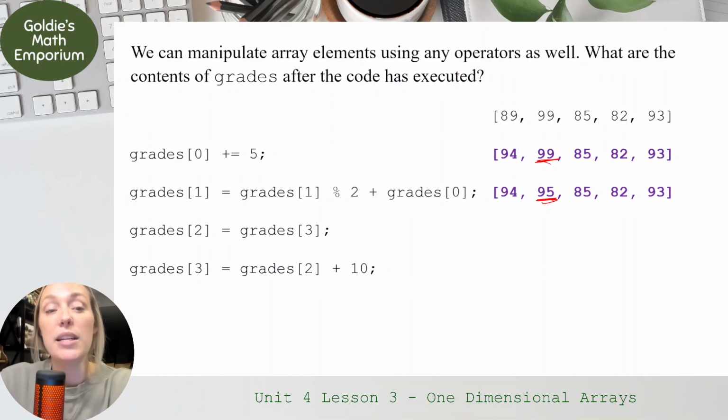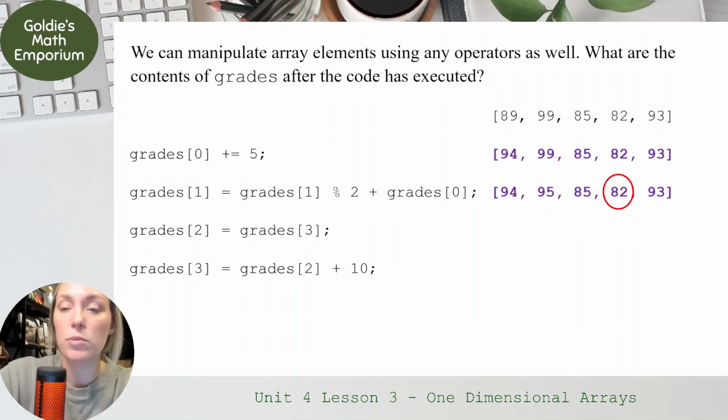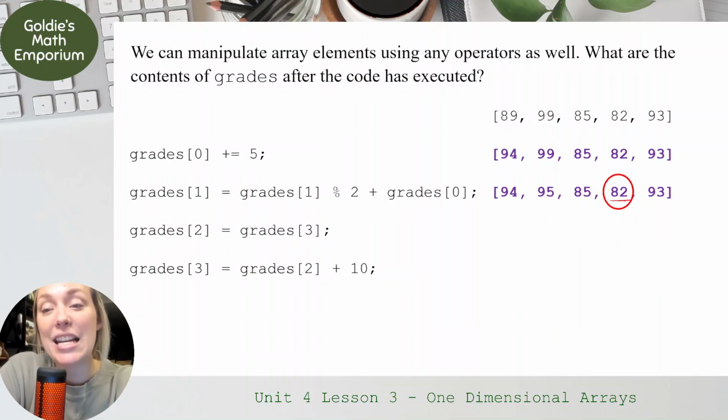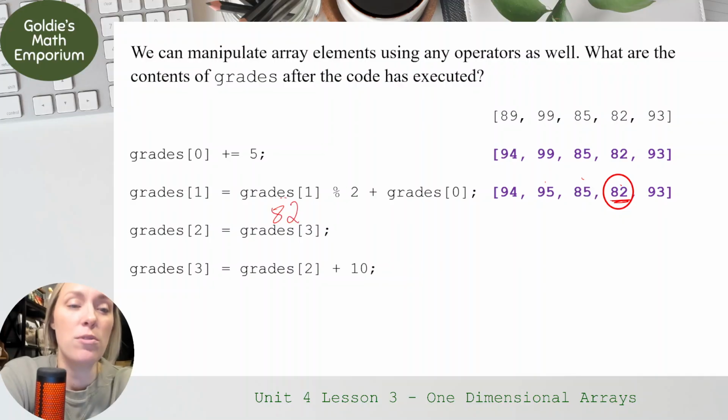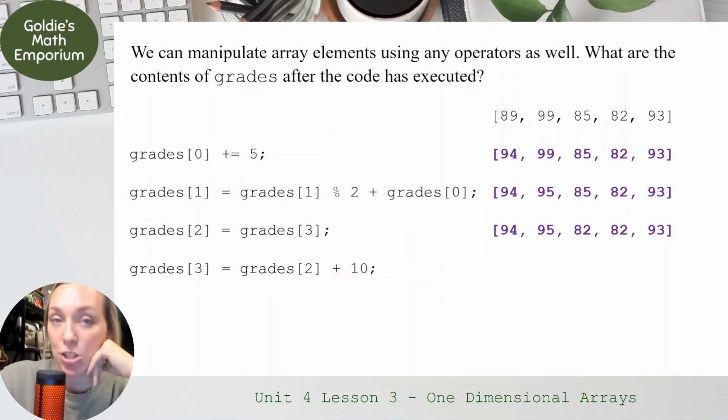In the next one, you see grades 2 equals grades 3. Remember, it's just an assignment. What is grades 3? Grades 3, oops, jumped ahead. Grades 3 is 82. 0, 1, 2, 3. Grades 3 is 82. So it's saying 82 is going to go at the second index, the second index being this right here. So we're going to replace 85 and it's going to get the new value of 82.